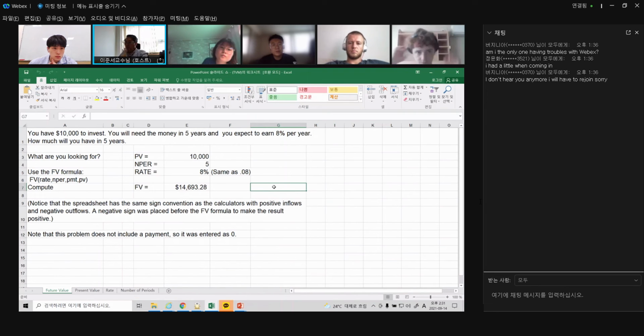As you know, if you want to call the function, first of all you click the what? Equal sign, right? Equal. Here you go.